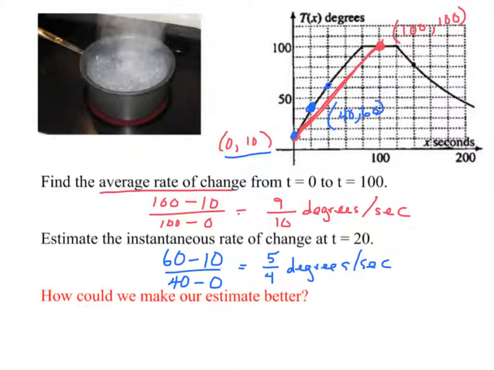Now, how could we make the estimates better? Well, instead of picking those 2 points, instead of picking 0 and 20, what if instead we picked 10 and 30? Or 19 and 21. So a smaller interval will get us better estimates. Again, I'm just using the graph to give me an idea, a rough estimate, but the closer I got, the better it would be.